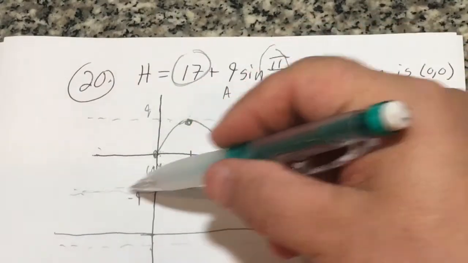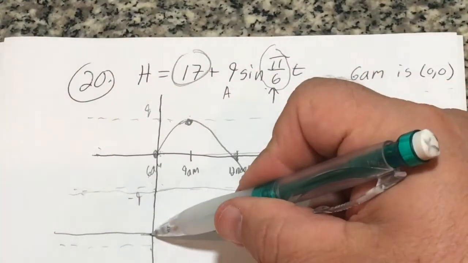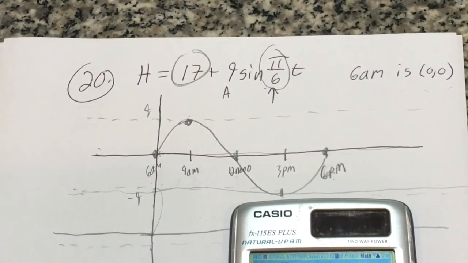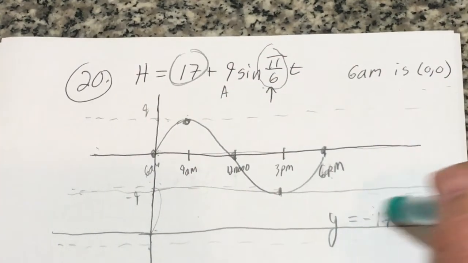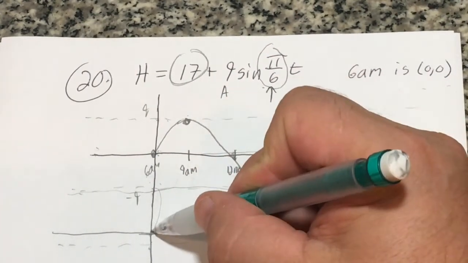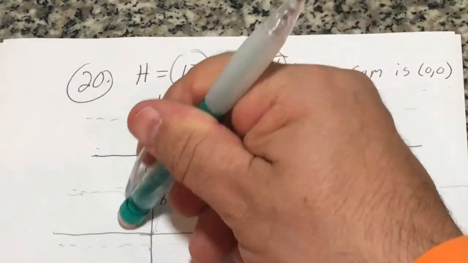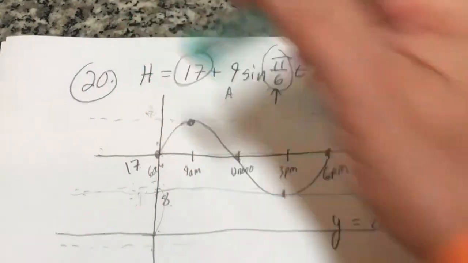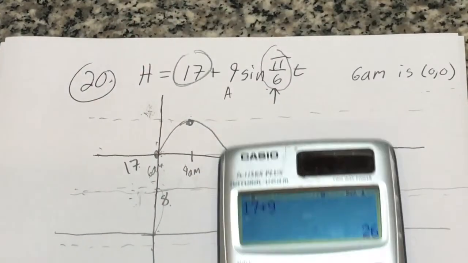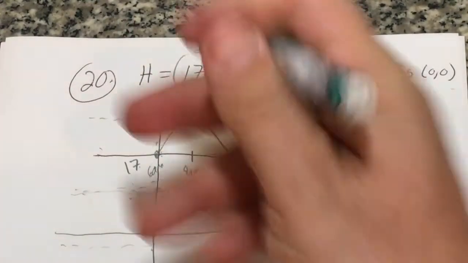So I'm going to figure out what this is now. So it's going to be negative 17 plus 8 units. I think it's going to be negative 9. This is actually 0, though. This isn't negative 17. This is actually y equals 0. This is the x-axis. So this is going to be 8. And then 8 plus 9 is going to give me 17. And then 17 plus 9 is going to give me 26 feet. So the highest this thing goes is 26 feet.